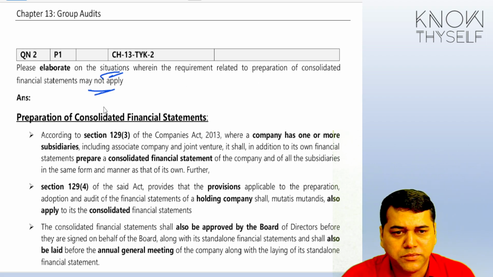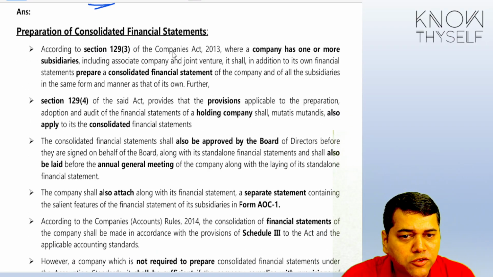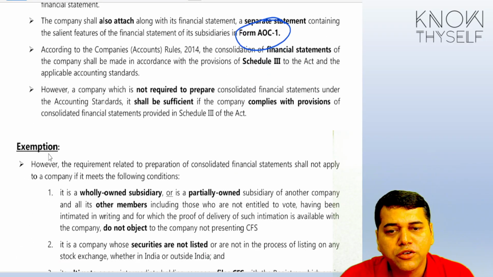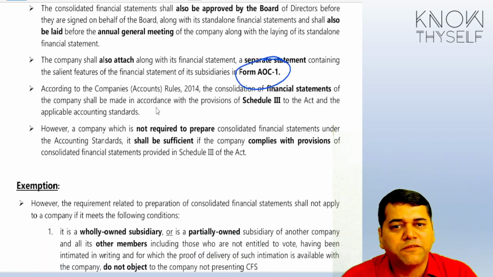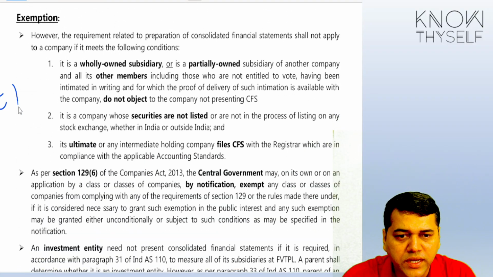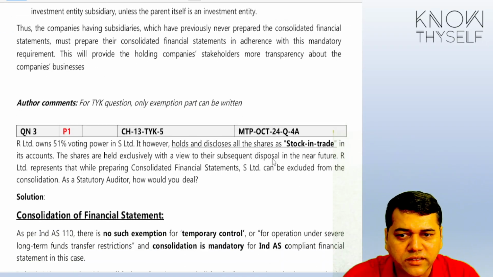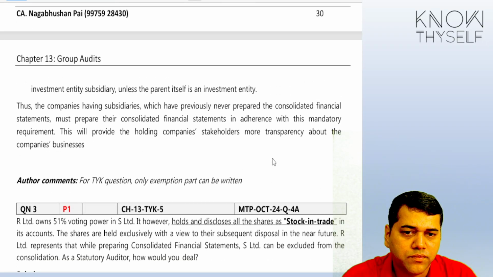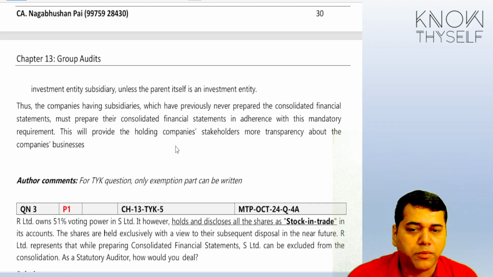Now, please elaborate the situations where the requirement related to preparation may not apply. What is that? Exemptions. So again, you are going to talk that if it is not applicable, then you have to prepare in format number AOC1. So you have got certain exemptions given. Whatever that first para, you can write about first para. So you can write about exemption 1 here, exemption 2 here, exemption 3, and you can also write exemption number 4. You can write only part of the exemption because they said when you need not prepare.